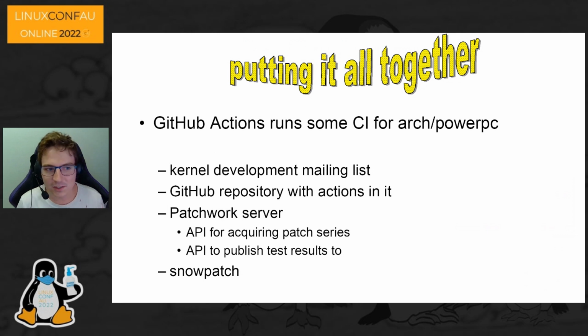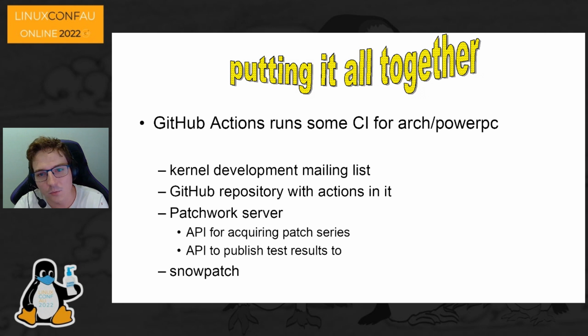Now I'm going to give an example of putting it all together into something quote unquote real. This is what I worked on a couple months of last year. So I'm using GitHub Actions right now to run some continuous integration for Arch PowerPC based on the actions that the PowerPC maintainer Michael Ellerman had written, because we were running our CI using Jenkins, and Jenkins is Jenkins.